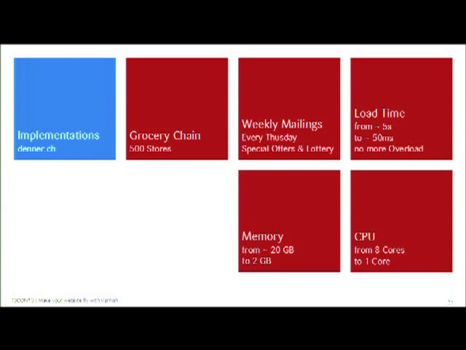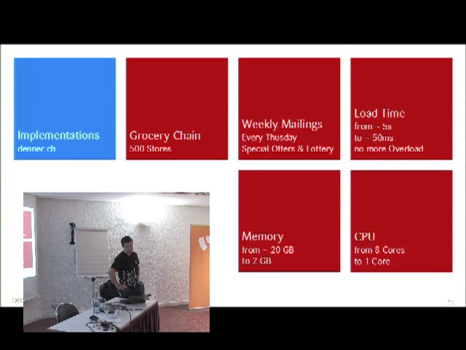Then a few implementations we did recently. One of them is Standard.ch. Standard is a grocery chain with 500 stores all over Switzerland. They do weekly mailings with email newsletters, but also snail mail. Those mailings are delivered every Tuesday and include special offers of the week and also a lottery where you can win something. All the housewives in Switzerland wait on Tuesday morning at 10 o'clock to get the newest offers. So before, every Tuesday there was a huge overload on this server because they want to check in and participate in the lottery.